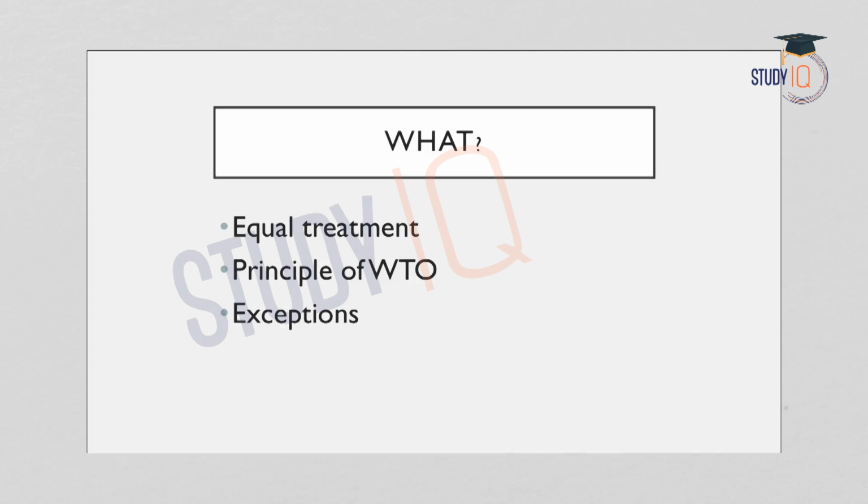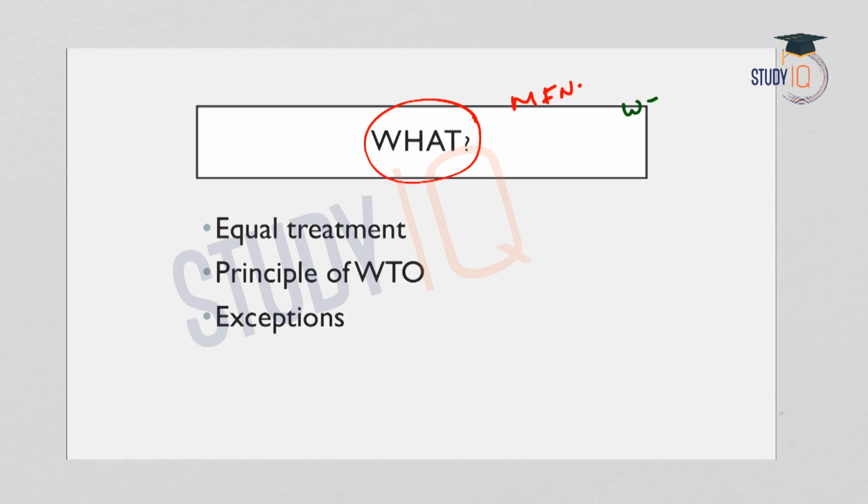Now coming back to our topic, let us first understand what is meant by MFN status. So MFN status means Most Favoured Nation status. This is a principle under the WTO or the World Trade Organization. There are two main trading principles of WTO, and one is MFN or Most Favoured Nation status. So this is a trading principle.